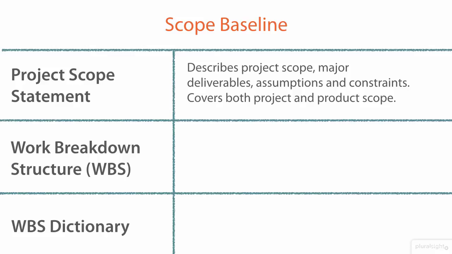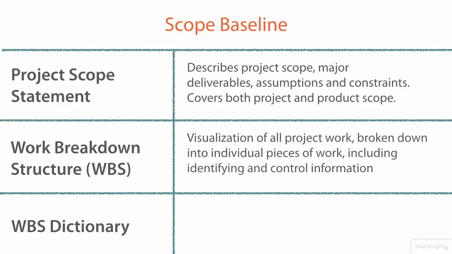The work breakdown structure is a visualization of all project work broken down into individual pieces called work packages that include identifying and control information that helps us know how far along we are with each and every manageable piece of a project.